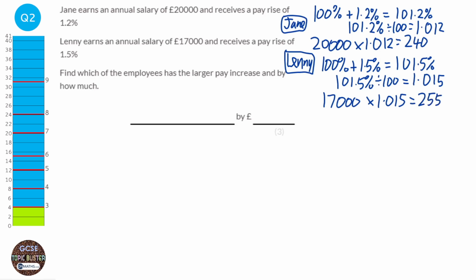So Lenny has 255, Jane has 240. So it says which of the employees has a larger pay increase and by how much. So the answer will be Lenny, and it's by £15, because that's the difference between these.